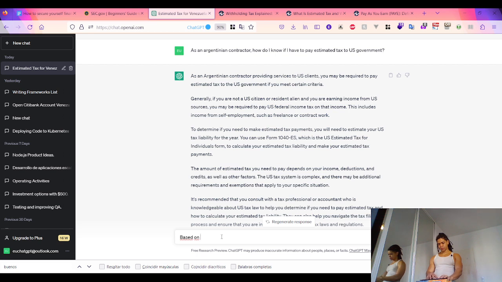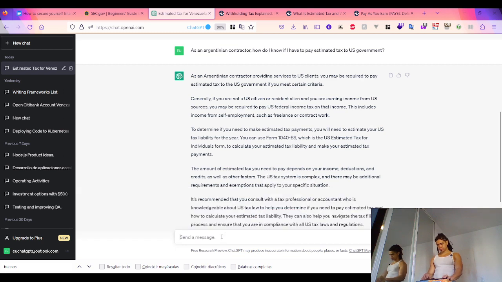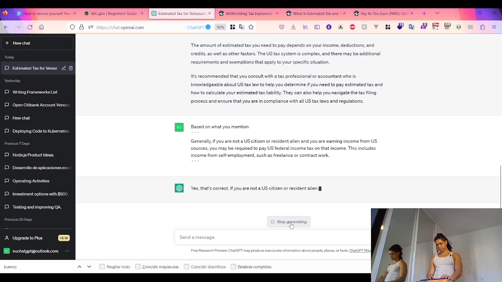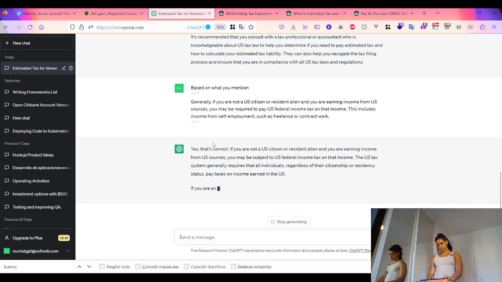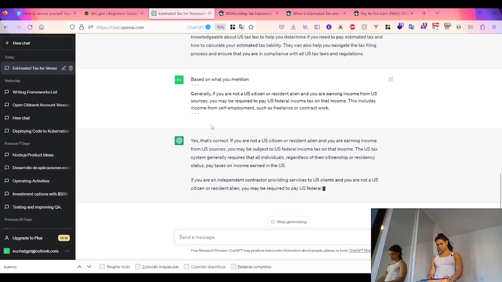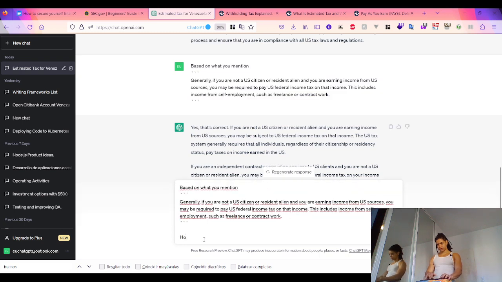Based on what you mentioned, how can I verify this source?